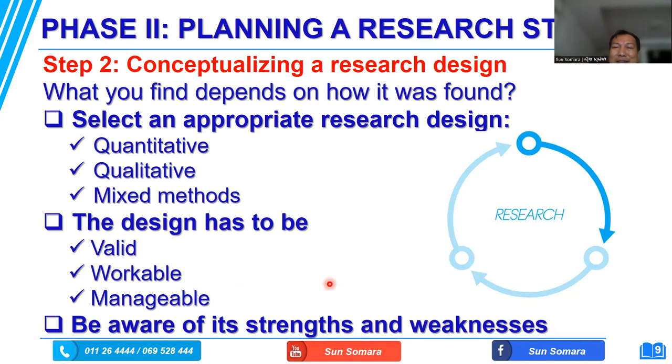You cannot say so if your sample is just one or two teachers, or about 50 or 60 students from that school only. It cannot be over-generalized, so you need to be careful. To conceptualize the research design, you need to think about the method to be used. The design must be valid, workable, and manageable, and you must be aware of its strengths and weaknesses. How good or how bad is it?